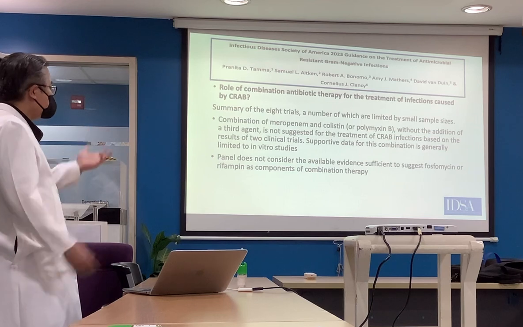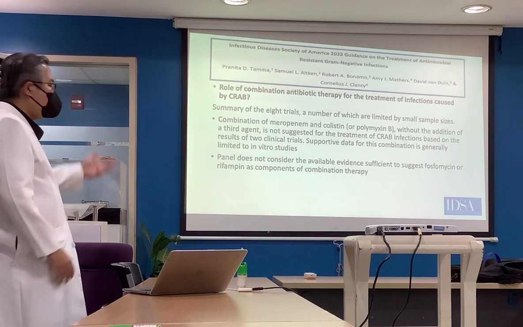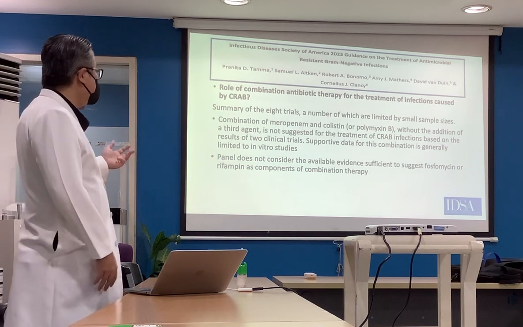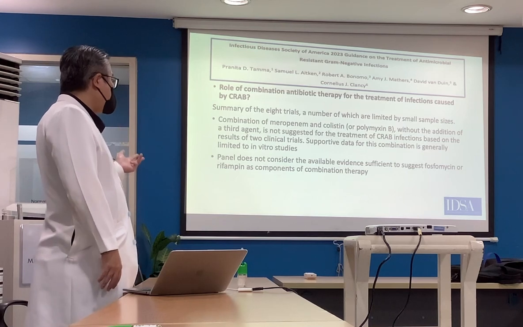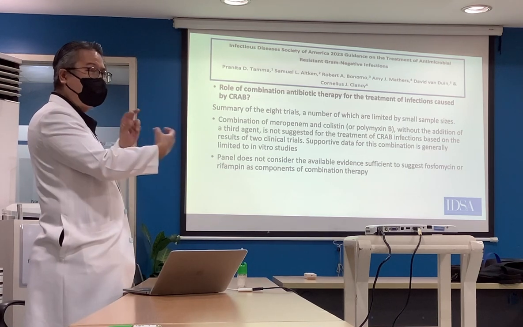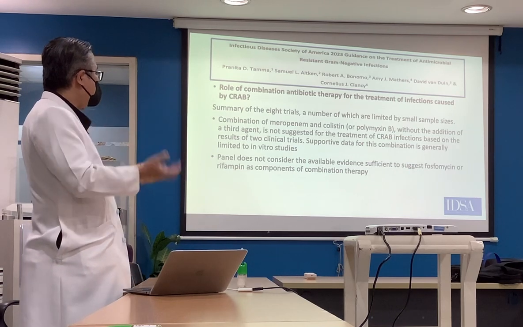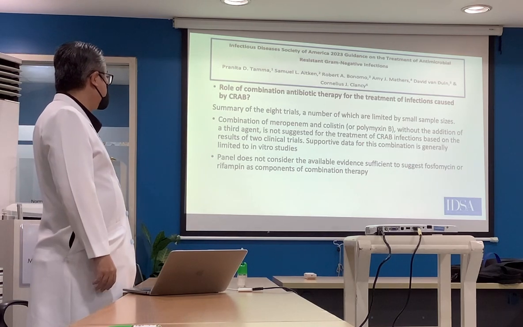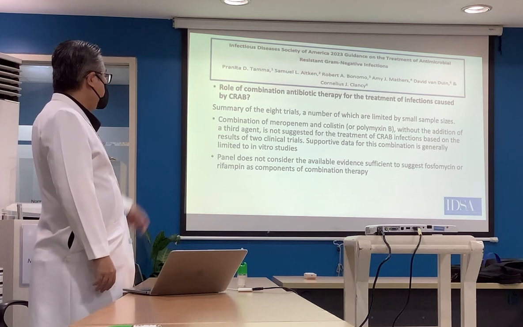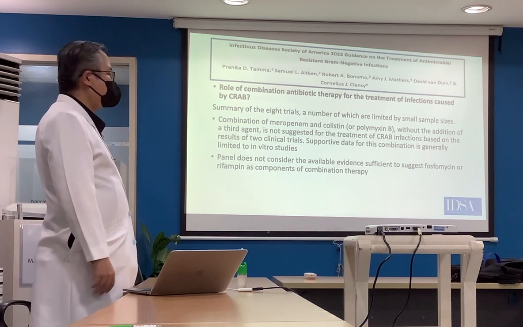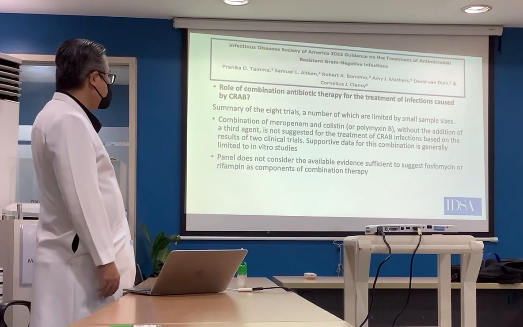So again, sample sizes were small. Combination of meropenem with colistin or polymyxin B without the addition. So yung combination na dating ginagamit natin, colistin-meropenem, is not suggested for CRAB based on 2 clinical trials. And the panel does not consider available evidence sufficient to suggest fosfomycin.